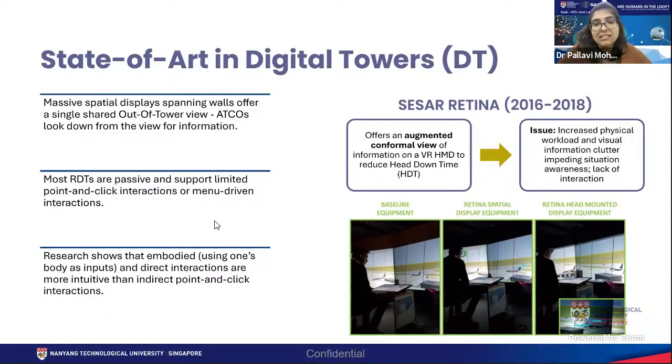Now, since controllers do not have a separate system to look down at for additional information, all available information in such a system, SSR Retina, is presented on a single screen, which actually detracts from the out of tower view. Other digital tower systems in literature, as well as the industry out there today, only have very limited interaction support with basic menu-based interactions, which in turn, again, detracts from this out of tower view.